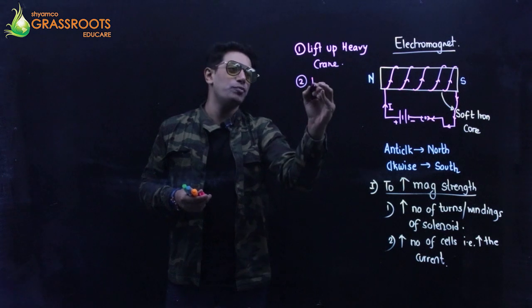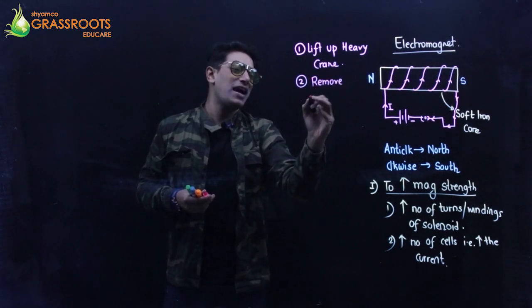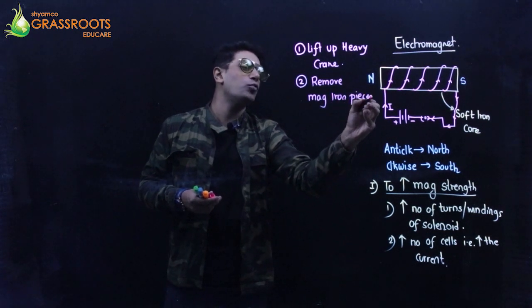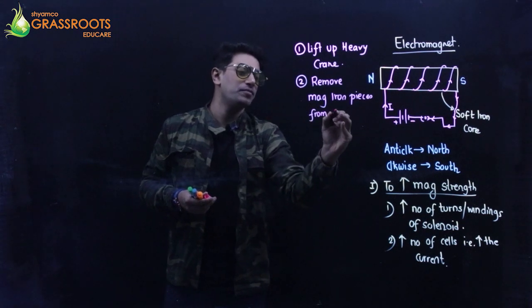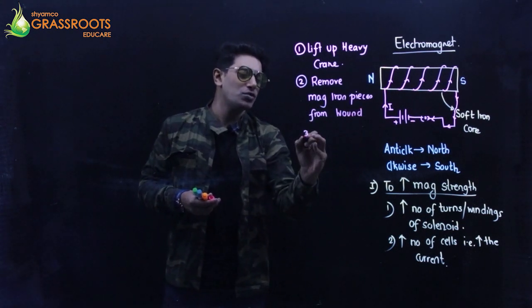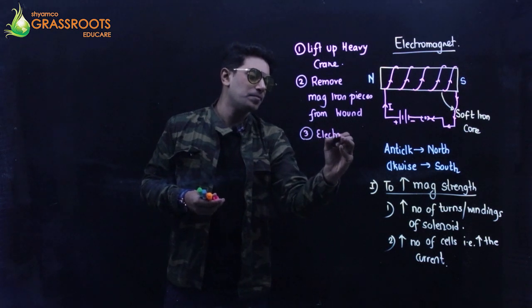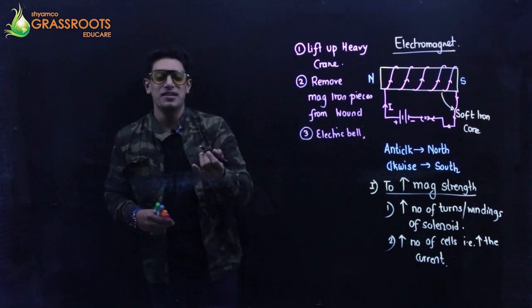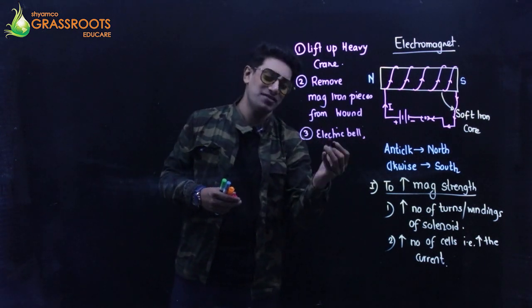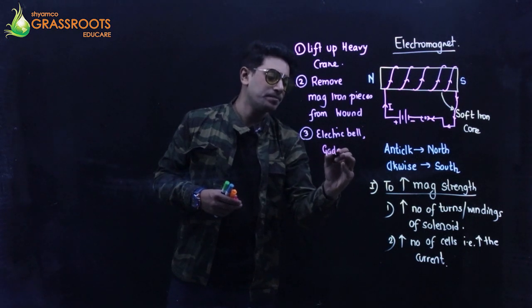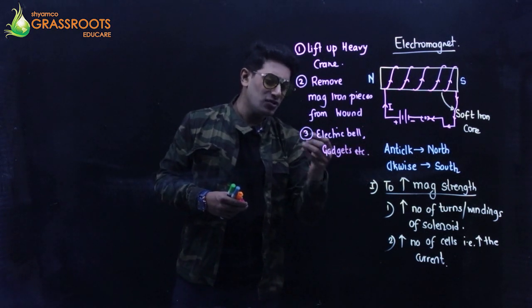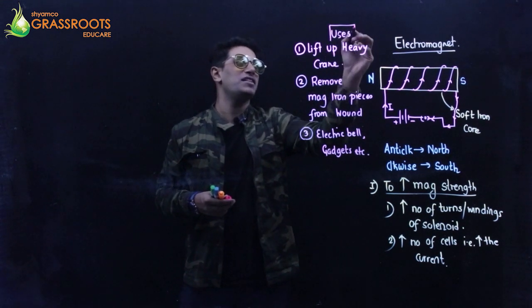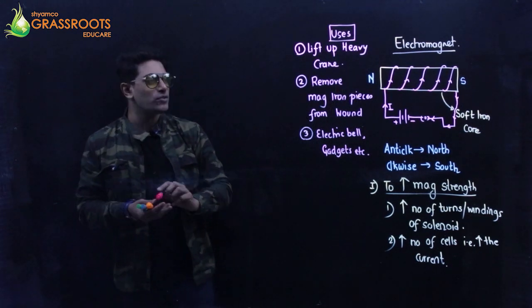Second, they are used to remove magnetic pieces from the wound of an injured patient. They are used in electric bells. Alright, electric bell. They are used in watches. They are used in cameras. They are used in televisions. Okay, so gadgets. So these are a few uses. Three or four of them are more than enough. There are so many uses, but these I think might suffice. So this was about the electromagnet.